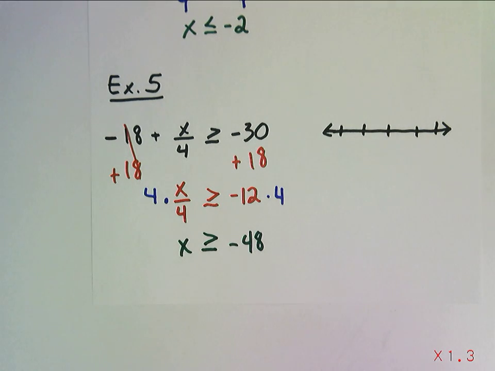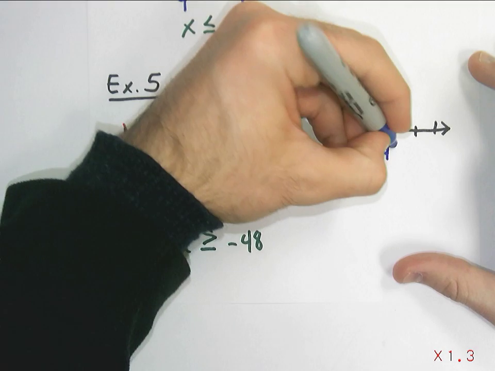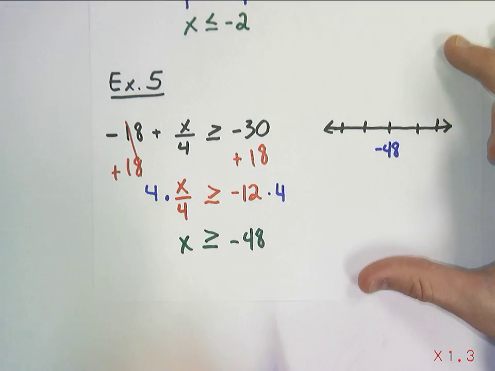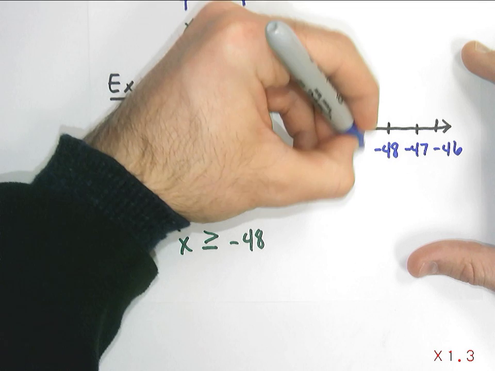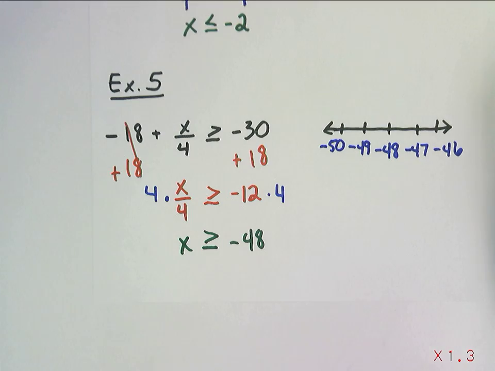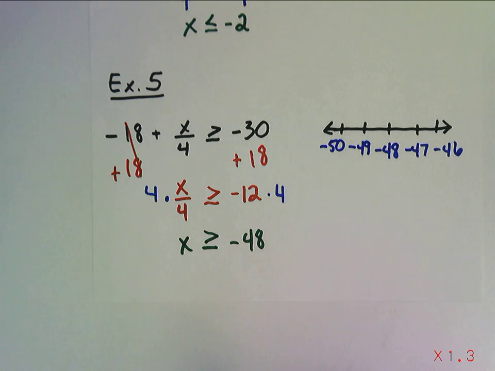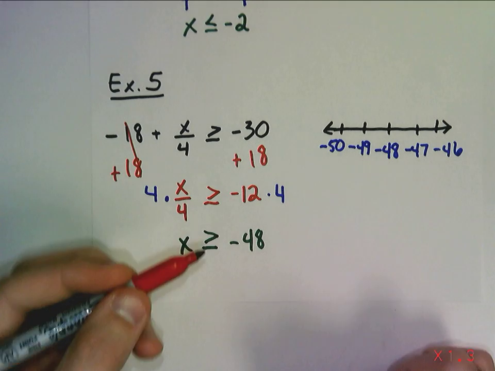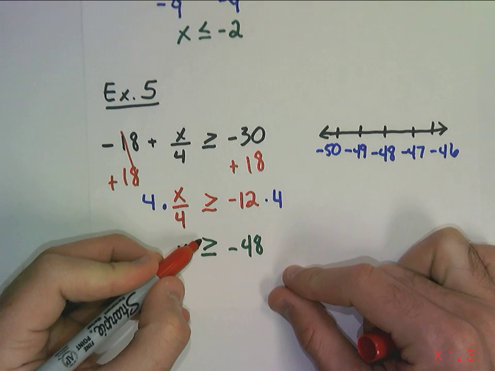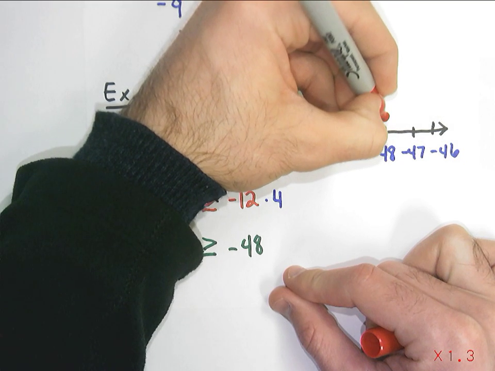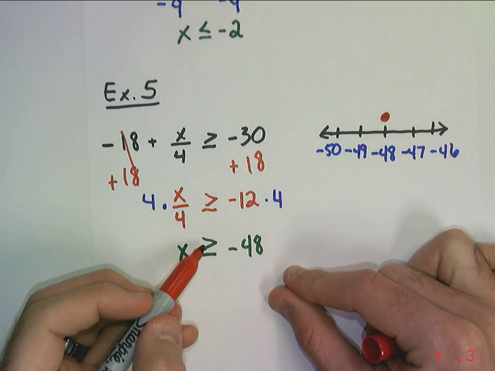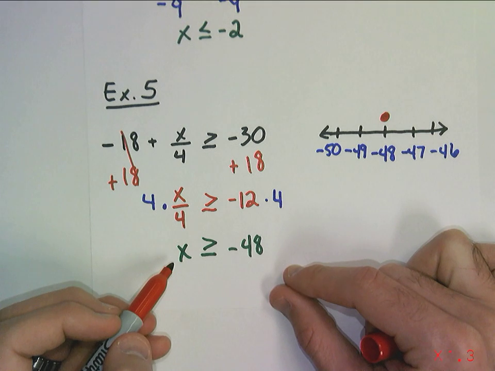So let's go ahead and graph that quick. Negative 48 in the middle. Two numbers above, two numbers below. So negative 47, negative 46, negative 49, negative 50. So once again, this will be a closed circle at negative 48 because it is greater than or equal to. So closed circle. Now it's saying any number bigger than or equal to negative 48 will make this true.